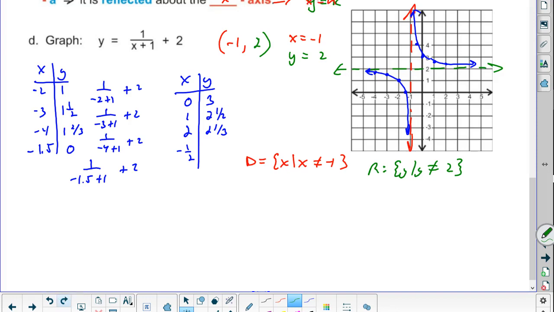Okay, I gotta be careful with time. Come on, screen.